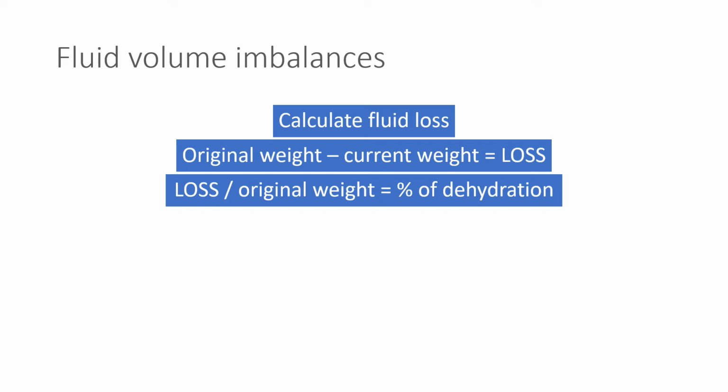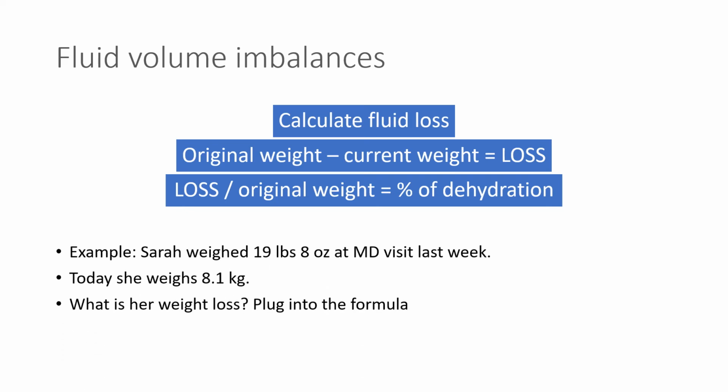So let's say they're down 1 kilo. Okay, 1 kilo is 1,000 mils. So 1 kilo is 1 liter, and 1 liter is 1,000 mils. Then we take that 1 liter or 1 kilo, because it's weight, right? And we divide it by the original weight. And then we get the percent of dehydration. So I think I have an example.